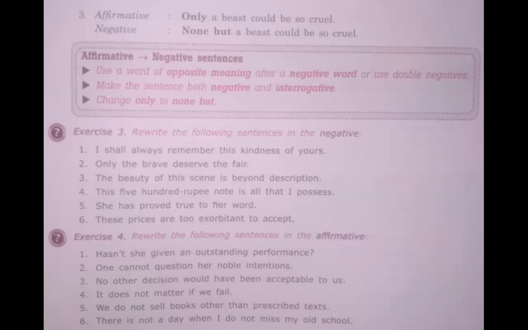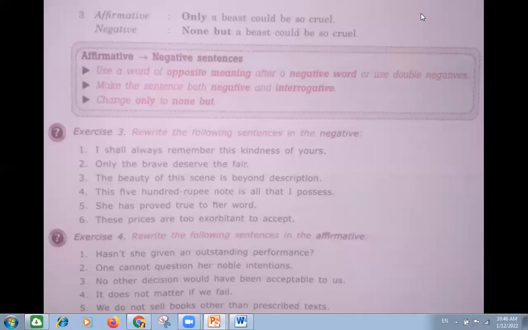So the first sentence is, hasn't she given an outstanding performance? We need to change this sentence into affirmative. Very good. Ananya has raised her hand. I have given permission. Unmute yourself. She has given an outstanding performance. Very good, Ananya. That's the absolutely correct answer given by Ananya.